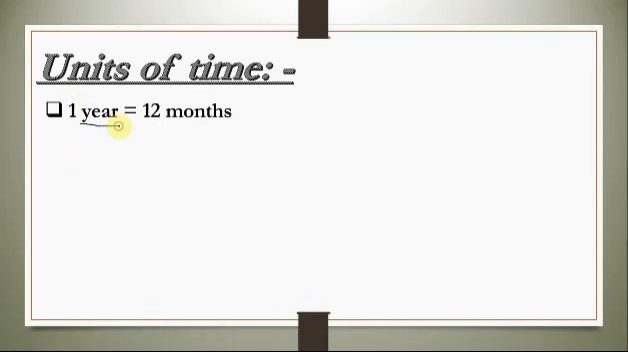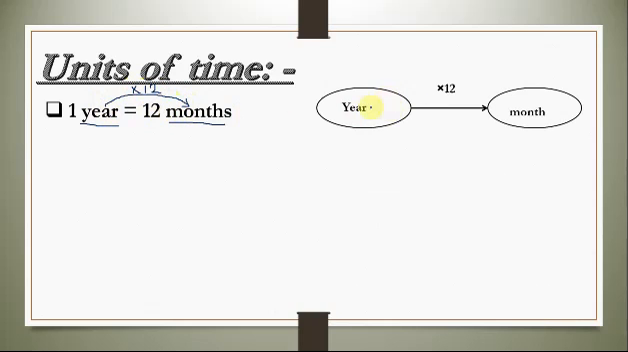And in the units that we took before in weight and length, when we change from something big to something small, we multiply. So from year to months, multiply. The relation between year and month is 12, so I will multiply by 12. So when you change from year to month, multiply by 12 because the year equals 12 months.